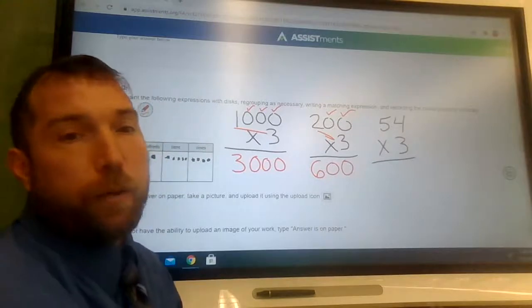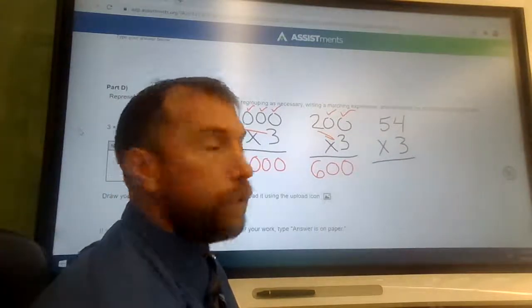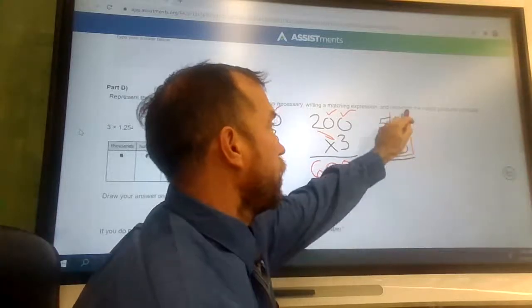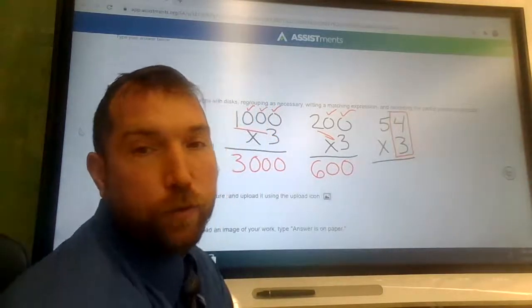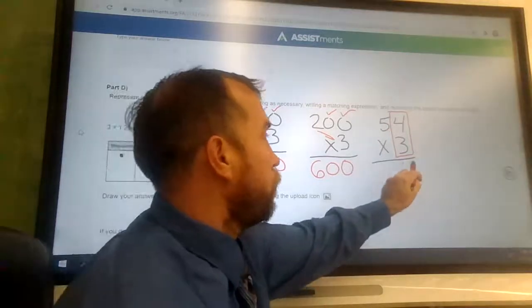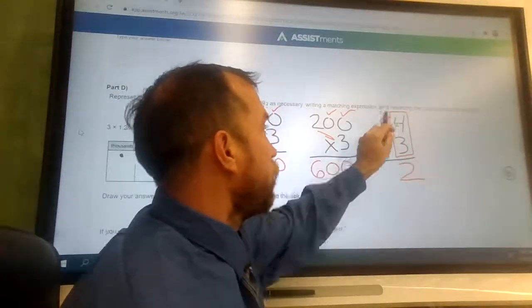And then yesterday, we were working on regular multiplication. Remember, I was going to start with this part here. 3 times 4. 3 times 4 makes 12. So the 2 goes down, and then the 1 carries.